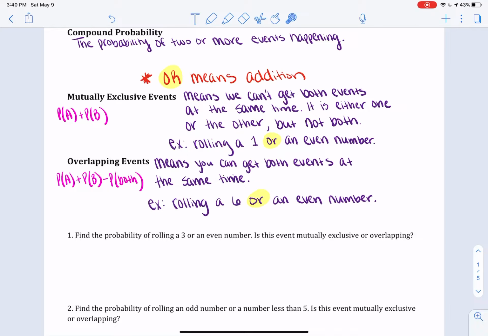So let's talk about mutually exclusive events. So that means we can't get both events at the same time. It's either one or the other, but not both. Well, let's talk a little bit about what that means.